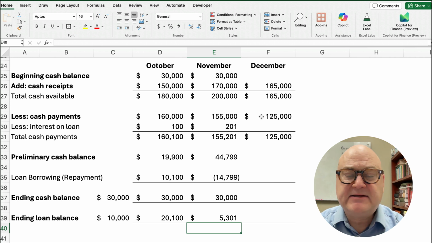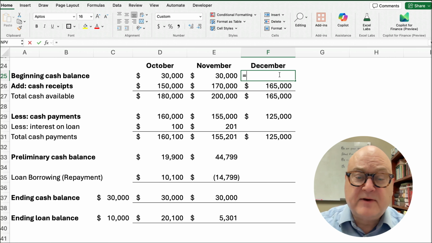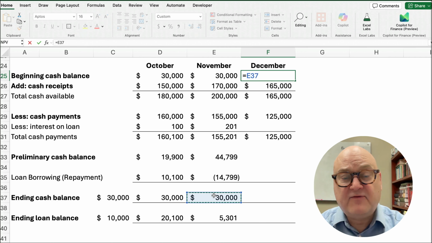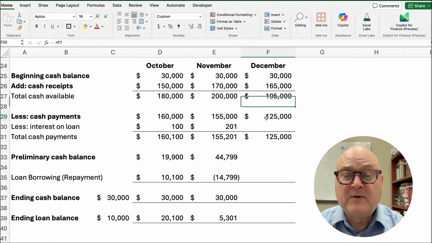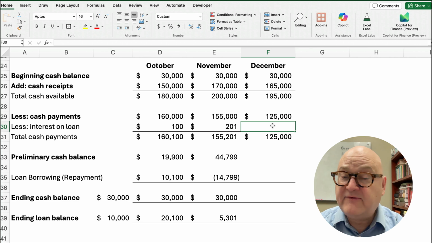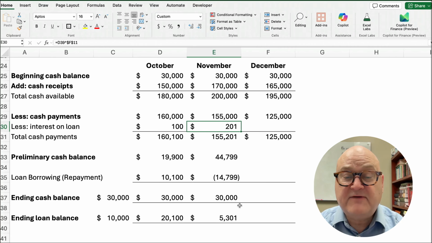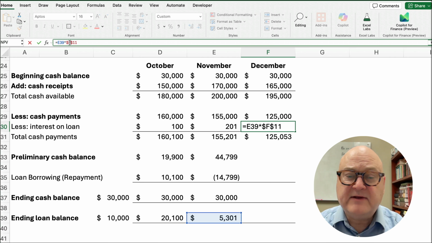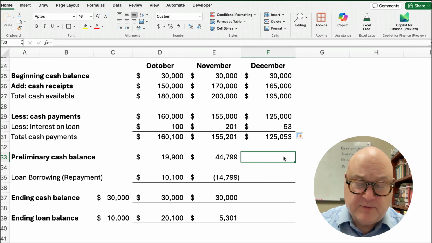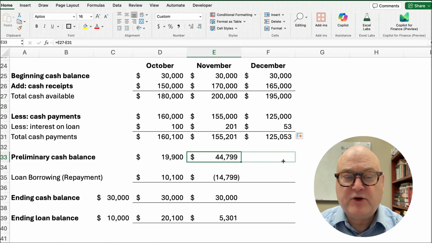All right, our last month here is going to be December, and our ending cash balance in November is 30,000. That's our beginning cash balance for December. We collected 165, so our total cash available is 195. We are paying 125. We still have a little bit of interest, and our interest is going to be 5,301 times 1%. We can copy this across, and we're going to use whole dollars and not use pennies. It's going to be 5,301 times the 1%.